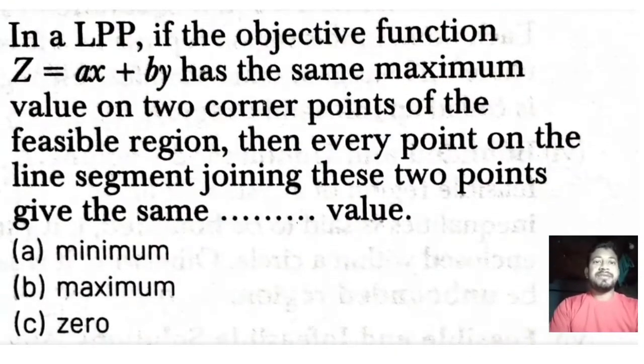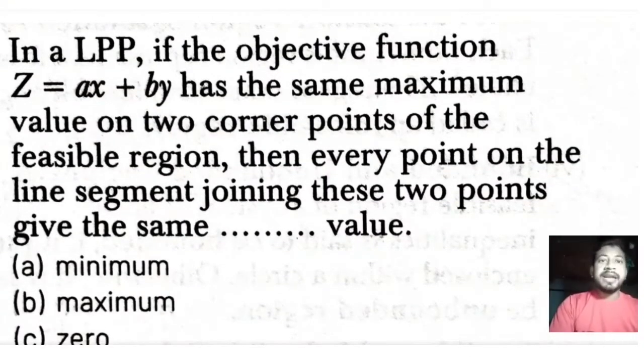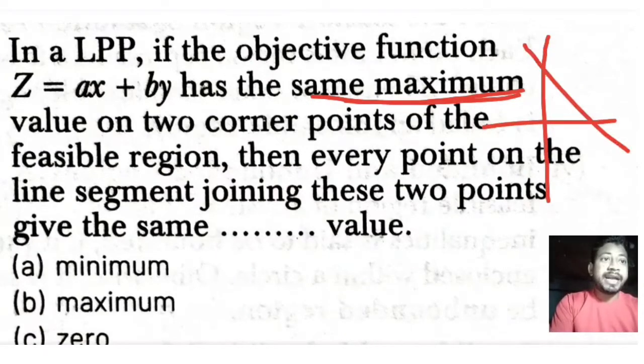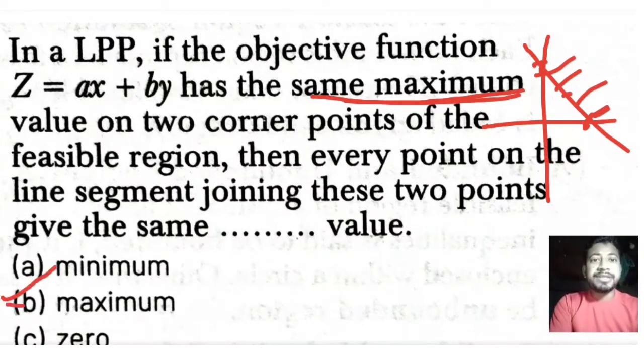Here is the first question. In an LPP, if the objective function z = ax + by has the same maximum value on two corner points of the feasible region, then every point of the line segment joining these 2 points gives the same maximum value. If we get a feasible region like this and we get the maximum value at these two corner points, then we will get the maximum value at any point of the joining line. So option B is the correct answer.